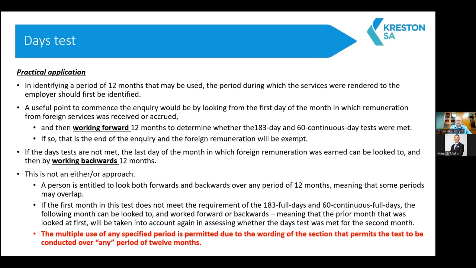All right. And then you look at the 183 and the 60 days. And then if it's not met, then you look backwards as well. This is not an either or approach. A person is entitled to look forwards and backwards over any period of 12 months, meaning that some periods may overlap. If the first month in the test does not meet the requirement of the 183 full days and 60 continuous full days, the following month can be looked at, forward and backwards. So you can look at October, then November, December, literally on a day-to-day basis.